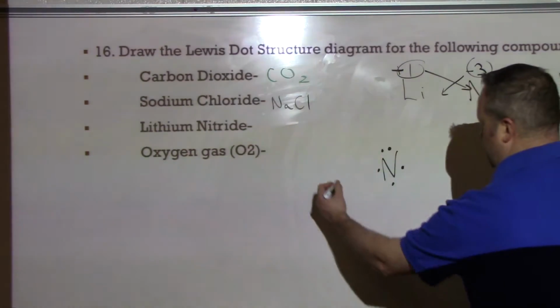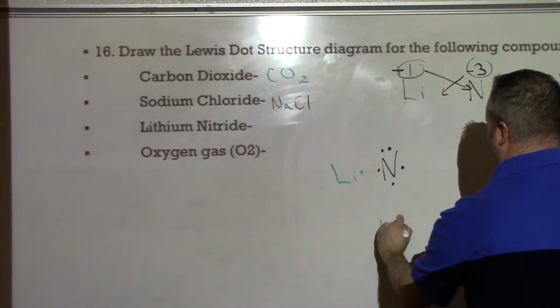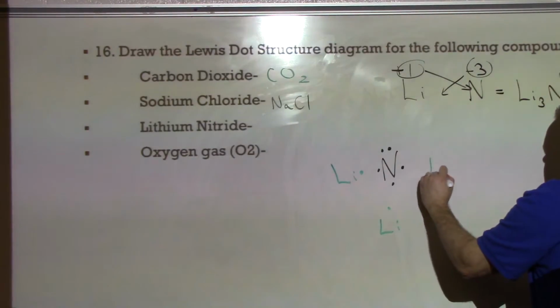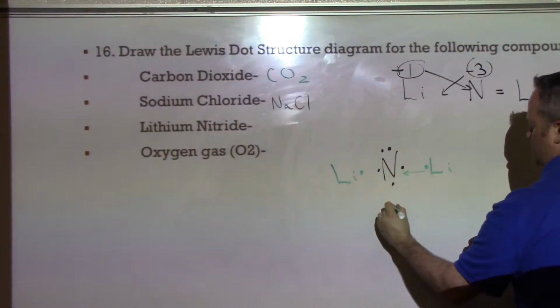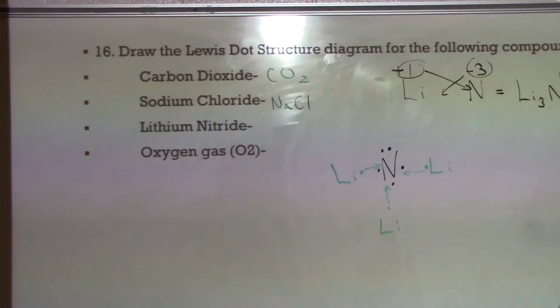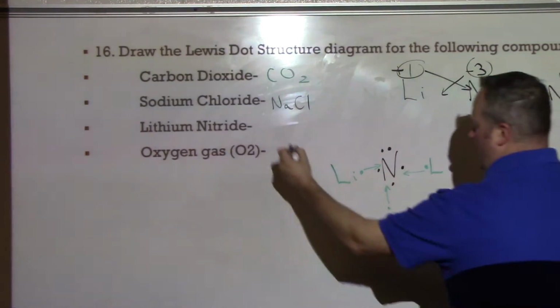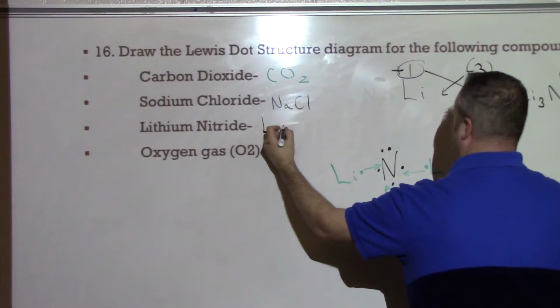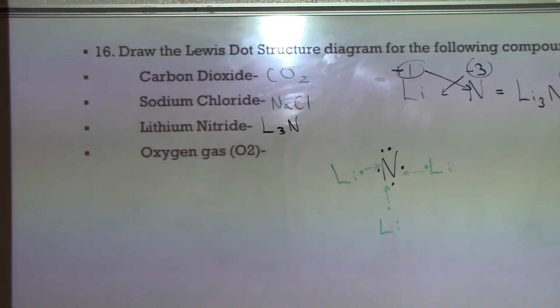So I'm going to draw it like this. Put a lithium over here with 1 valence electron. Lithium over here with 1 valence electron. Lithium over here with 1 valence electron. And I'm going to draw arrows to show that each of those atoms of lithium will donate its valence electron to nitrogen. So nitrogen will have a complete octet. When you draw the electron dot diagrams or Lewis dot diagrams for ionic bonds, it is all about the non-metal having an octet.